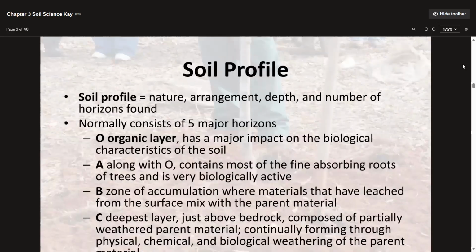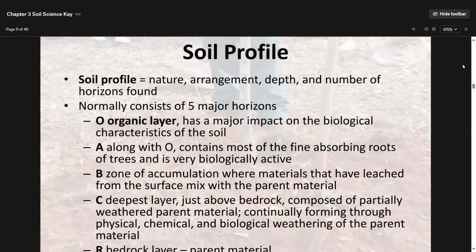The soil profile is the nature, arrangement, depth, and number of horizons found. That is your soil profile, okay? It usually consists of at least 5 major horizons. Like I said, O for the organic layer, right? That's your impact on biological characteristics of the soil. A, along with O, contain the most fine absorbing roots. Might want to make note of that. A, along with O, in the soil profile, contain the most fine absorbing roots of trees, and it is very biologically active.